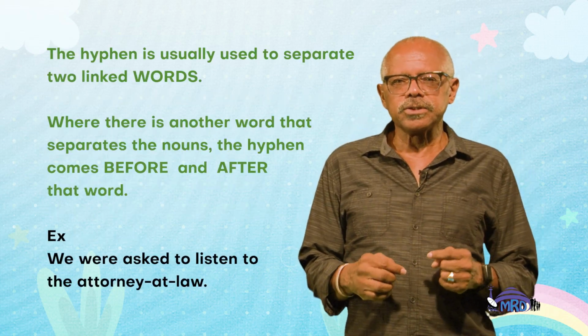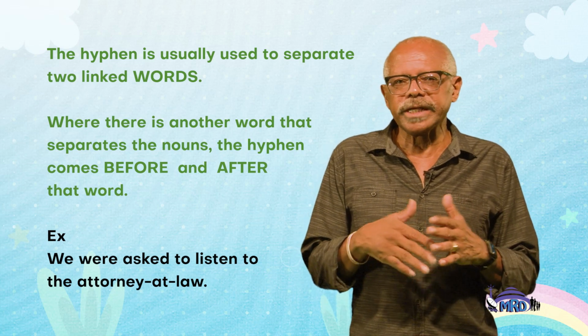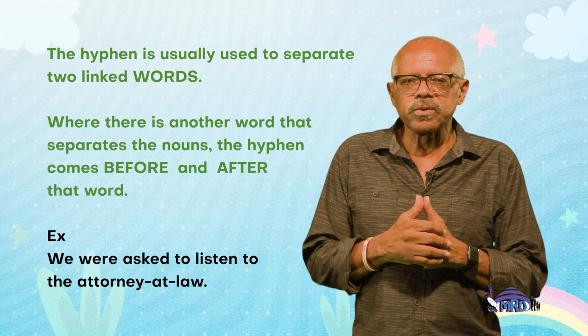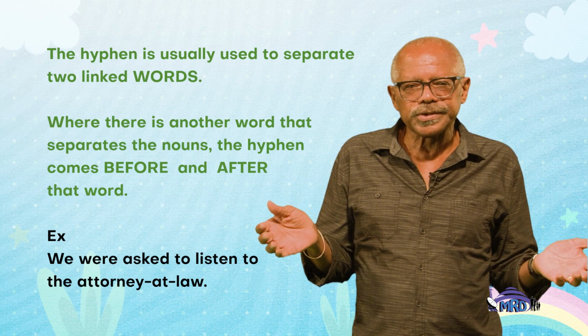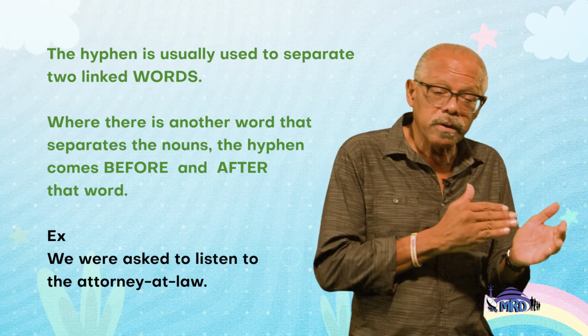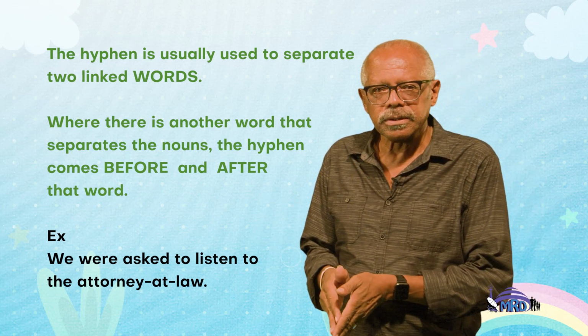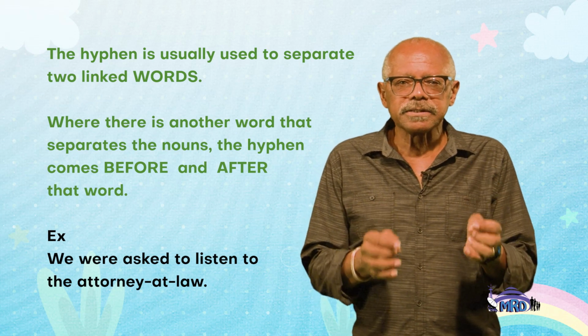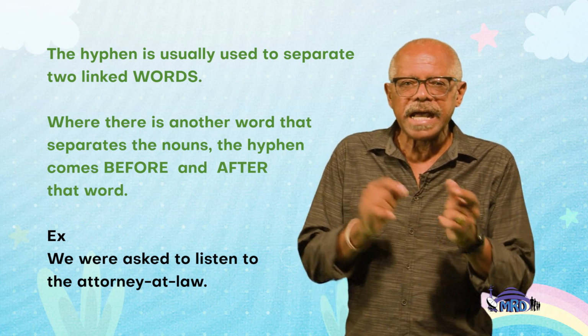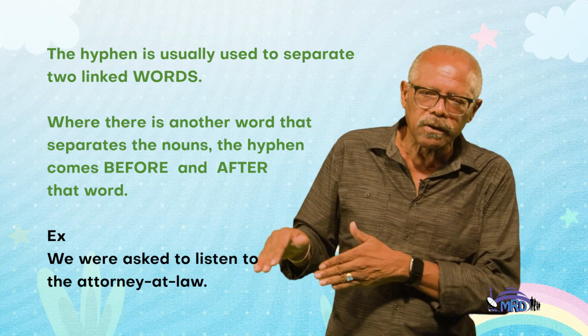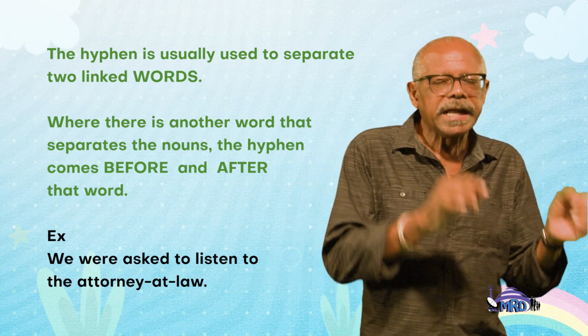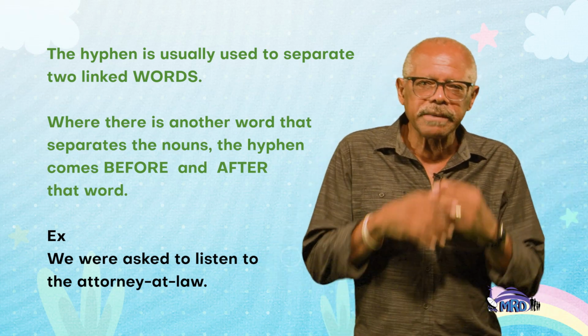The hyphen is usually used to link two words where there's another word that separates the nouns. The hyphen comes before and after that word. Example, we were asked to listen to the attorney-at-law, attorney at law. You see, hyphen comes before at and after at. Now let's get back to our introductory quiz. Use what we're taught here to judge your level of improvement.